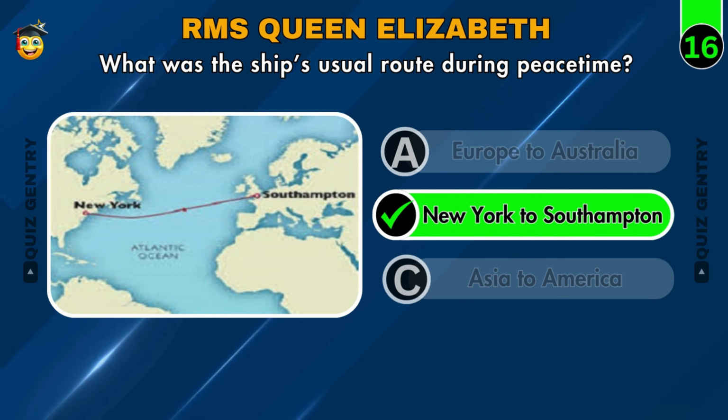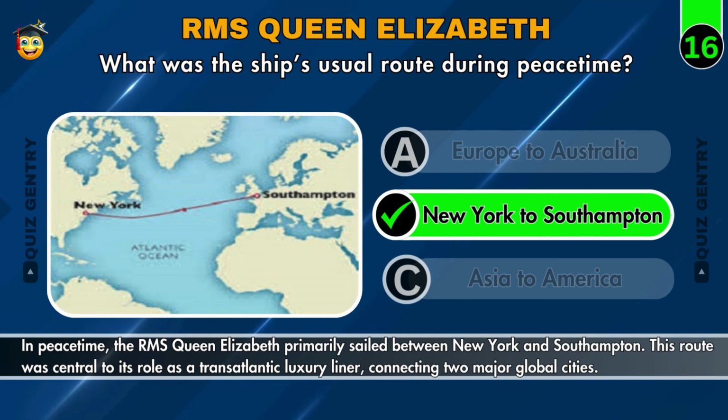New York to Southampton. In peacetime, the RMS Queen Elizabeth primarily sailed between New York and Southampton. This route was central to its role as a transatlantic luxury liner, connecting two major global cities.